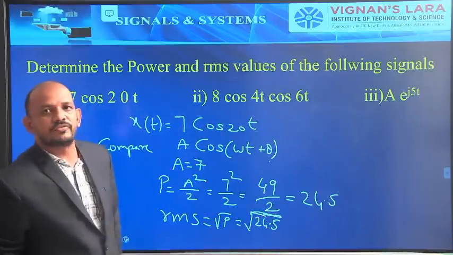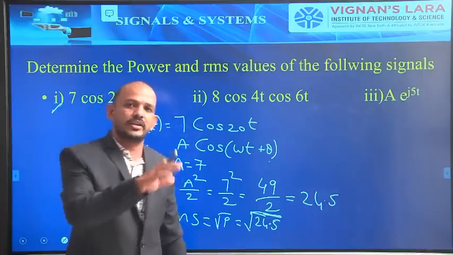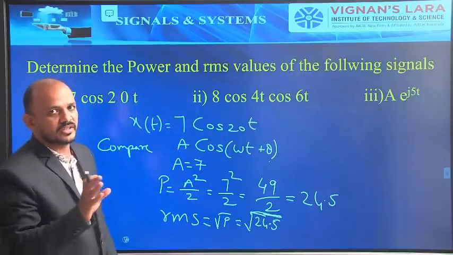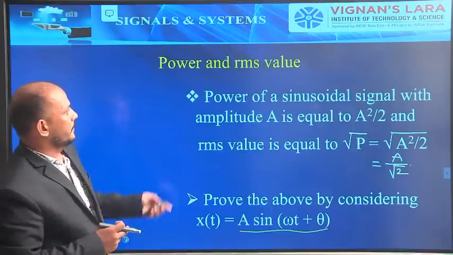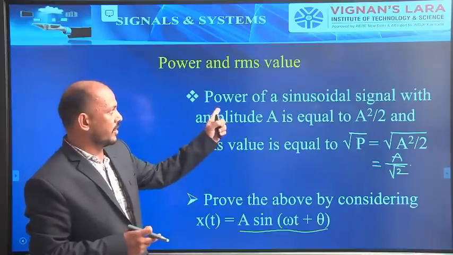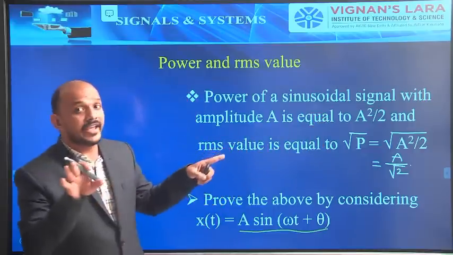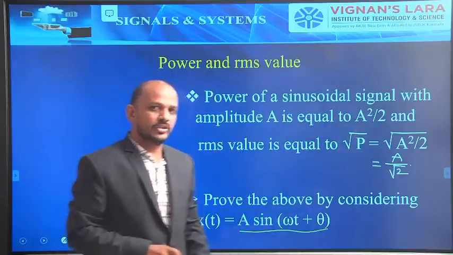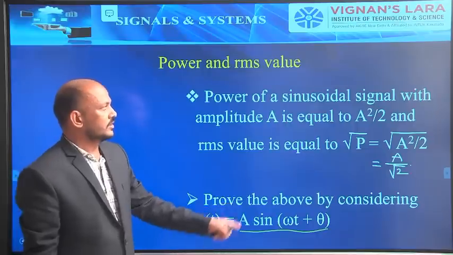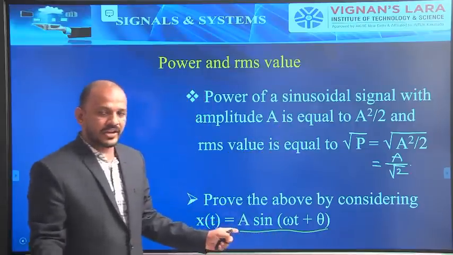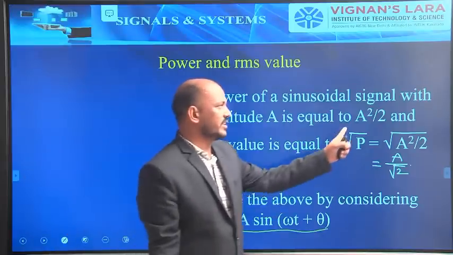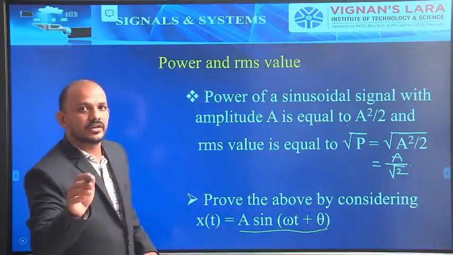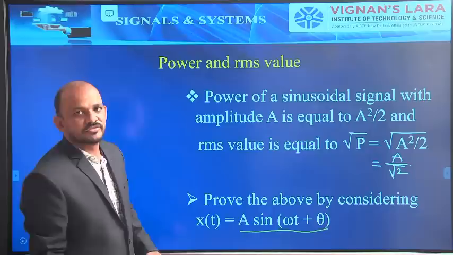This explanation is only for sinusoidal signals, that is sin omega t, 5 sin omega t, 6 cos omega t. These are the formulas for sinusoidal signals. Hence, while giving the formula, I wrote the power of a sinusoidal signal with amplitude A. So it must be a sinusoidal signal and have some amplitude A. Then the formula is A square by 2. For your better understanding, I ask you to prove this: take a sinusoidal signal and calculate its power. That must be equal to A square by 2. So the power does not depend on these other values, it depends only on the amplitude. For that reason, I ask you to prove this. That is for your practice.